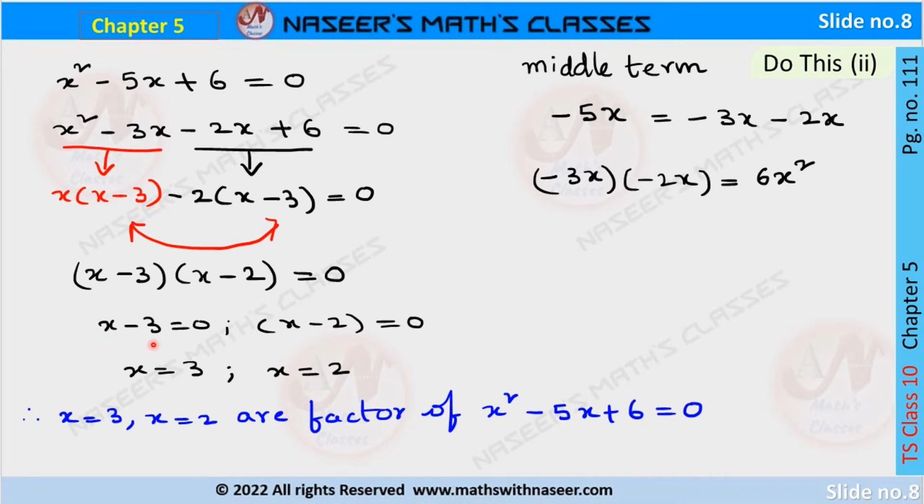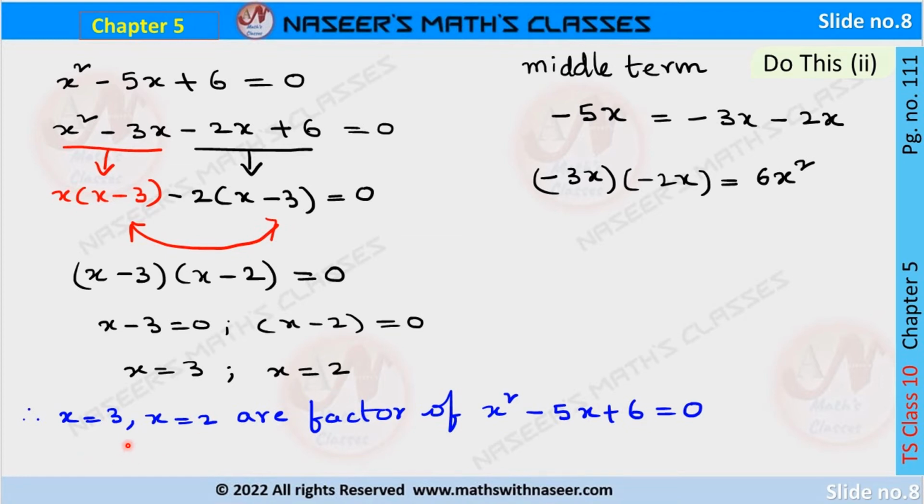This can be written as x minus 3 is equal to 0 and x minus 2 is equal to 0. Transposing minus 3 from LHS to RHS, we get x is equal to 3. In the equation x minus 2 is equal to 0, we transpose minus 2 from LHS to RHS, then we get x is equal to 2.